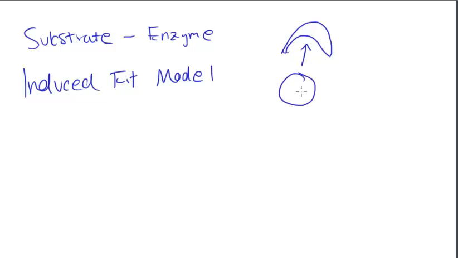As a substrate, let's say this is your substrate, comes into the enzyme, that's its active site. As it enters, it induces the enzyme to alter its shape slightly so that the substrate fits better into this enzyme. So basically, this enzyme changes its shape a little bit and allows the substrate to fit better and allows for optimized results. And that's why we call it the induced fit model.